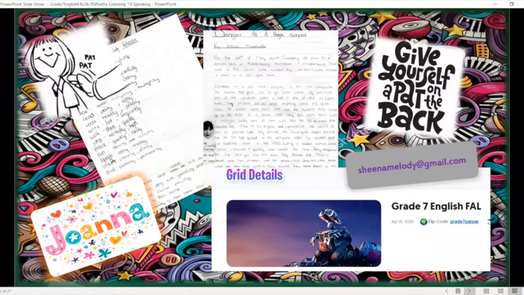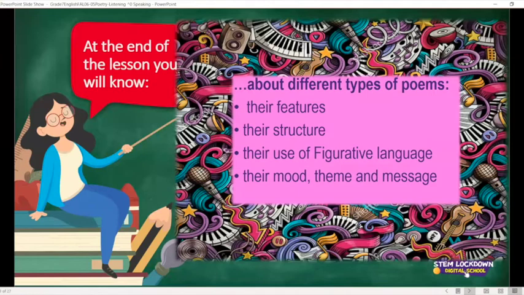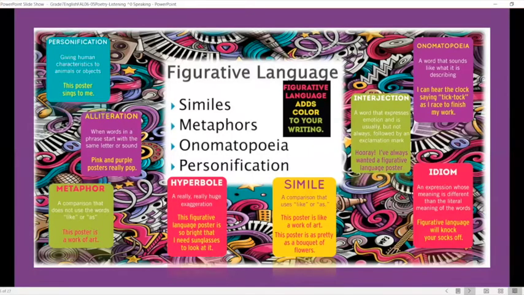Right, so at the end of the lesson, hopefully you'll know about the different types of poems, their features, their structure, their figurative language, and their mood and theme and message. So whatever you learned today, any work that you've done, you're welcome to send it to me and share it with me. Okay, so yesterday we had a look at our figurative language and we went through quite a few examples. And we had to stop a bit early because we ran out of time.